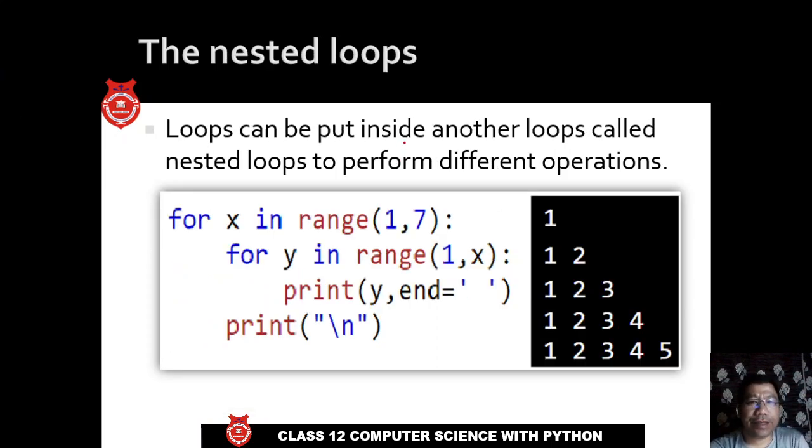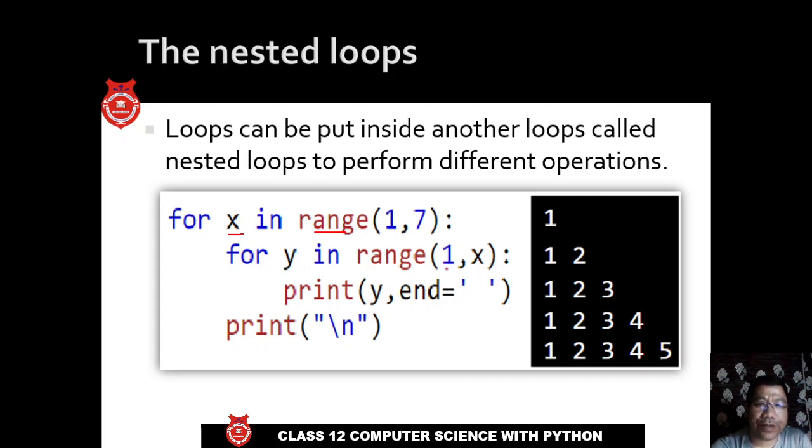Now lastly, let's talk about the nested loop. One loop can be put inside another loop to produce beautiful results or to solve many complex problems. Okay, here, for x in range 1 to 7, this is the range. For y, this is a loop. This is another for loop inside that for loop. Therefore, it is a nested loop.